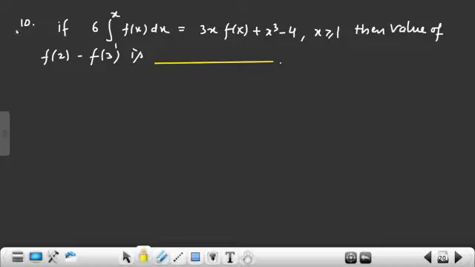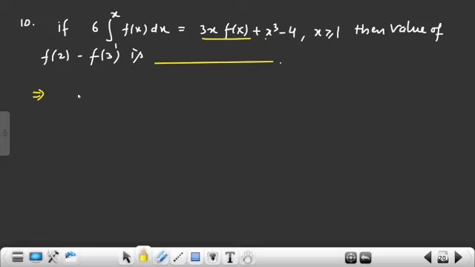Now the 10th one, again a very good looking problem, a simple model. Many times we have discussed this kind of model in our classes also. So 6 integration 1 to x f(x) dx equals 3x f(x) plus x cube minus 4. Then what is the value of f(2) minus f(3)? Basically we should simply differentiate on both sides, using the Leibniz rule here.